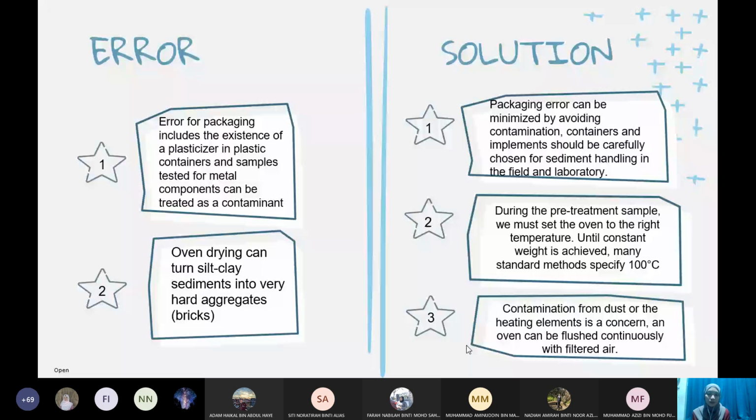Next, during pre-treatment of the sample, many standard methods specify the temperature to be 100 degrees Celsius, and contamination from dust or the heating elements is a concern, and the oven can be flushed continuously with filtered air.